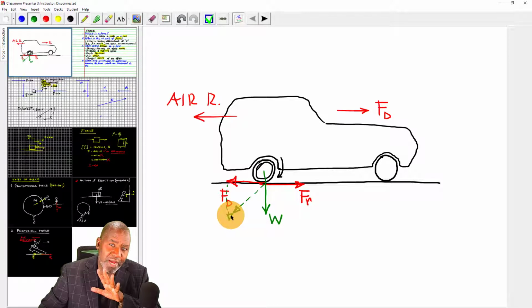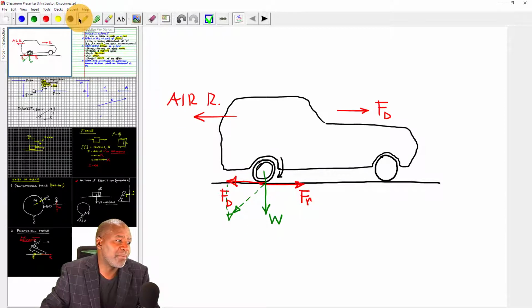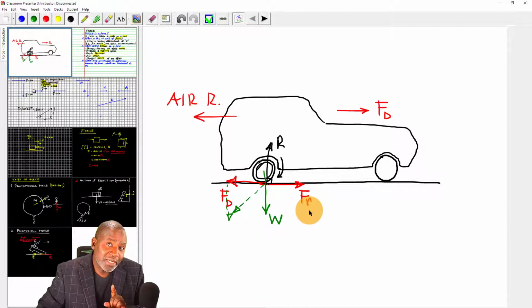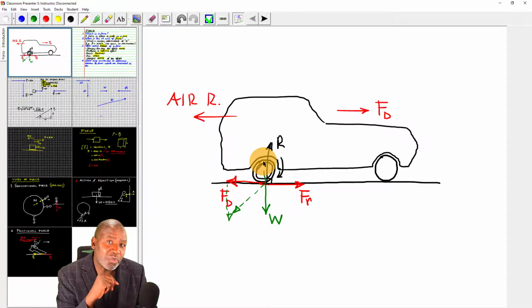How about if I'm asked to show the forces which are exerted by the road on the tire? Of course, we know one of them. The other one should be the reaction. Remember, there is a reaction here. Normal reaction. So, this normal reaction is the force exerted by the road surface on the tire. This friction force is the force exerted by the road surface on the tire. So, there are 2 forces exerted by the road surface on the tire.